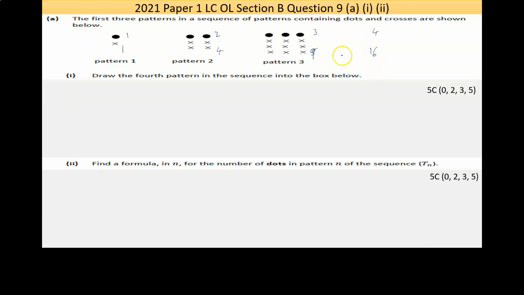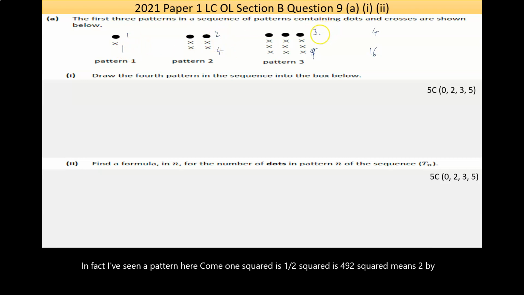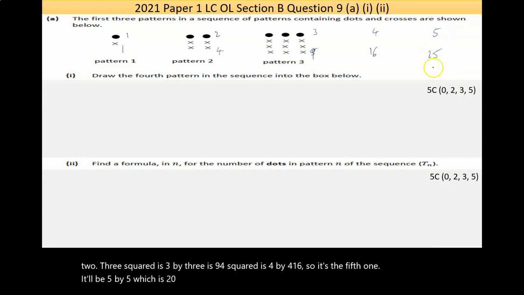Now, effectively, I've seen a pattern here. 1 squared is 1, 2 squared is 4. Now, 2 squared means 2 by 2. 3 squared is 3 by 3, which is 9. 4 squared is 4 by 4, which is 16. So if there's a fifth one, it'll be 5 by 5, which is 25. 5 squared. So I think that's the pattern.